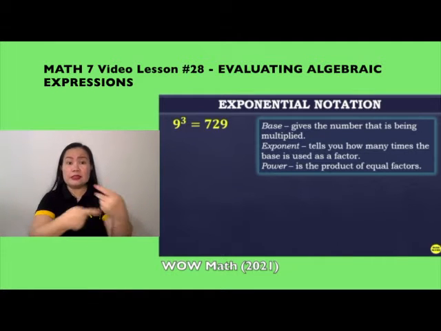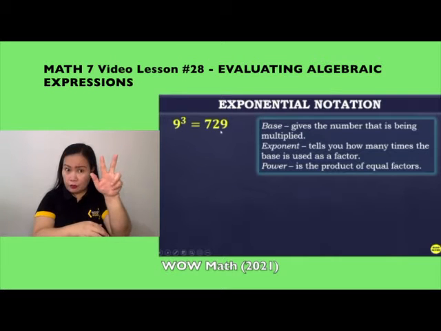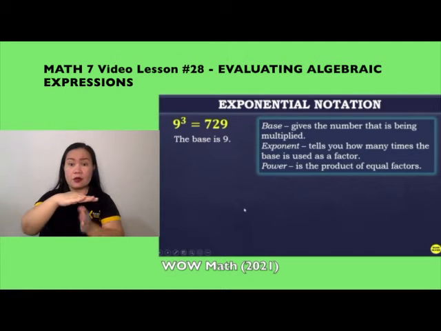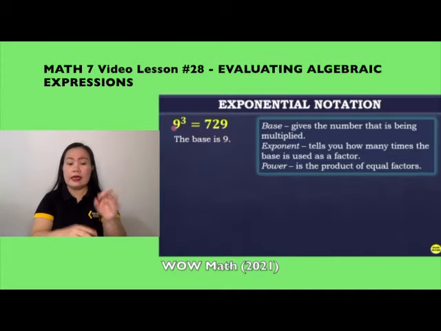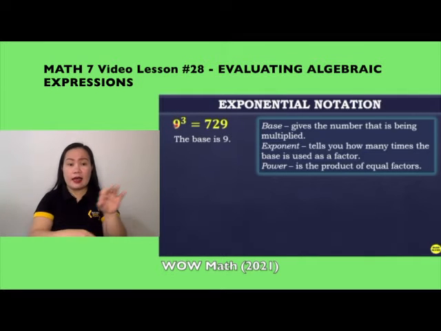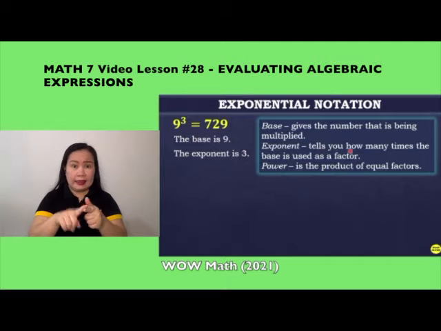So, let's say for example, I have here 9 cubed is equal to 729. Okay. So, yung base natin dito is 9. Okay? Yun yung tinatawag natin base kasi siya yung number na minumultiply. So, ito yung number na minumultiply natin: 9 times 9 times 9. And then, the exponent is 3.